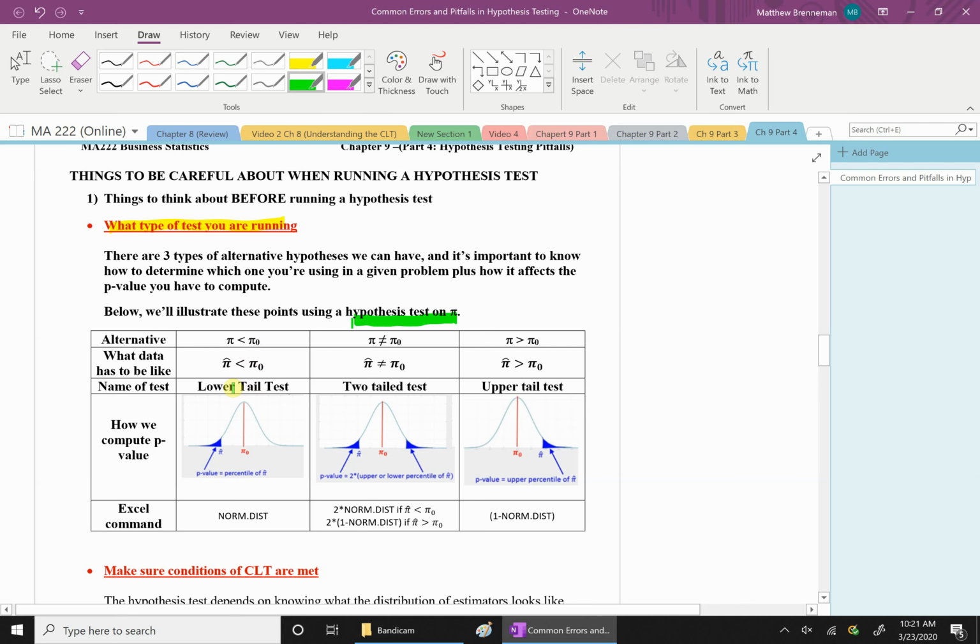First of all, the evidence has to be in favor of the alternative. Okay, so the sample percentage, notice these are not the same thing. This is a population parameter. This is what I'm testing. And this is my evidence, okay? This is a sample estimate. The data has to be in favor of the alternative. If it wasn't, we would never run the test.